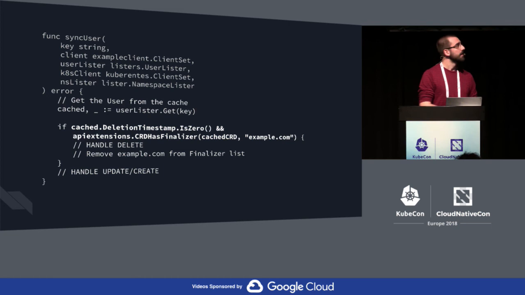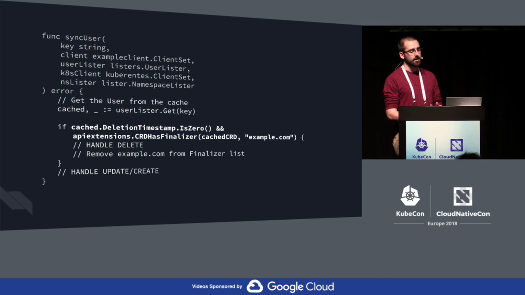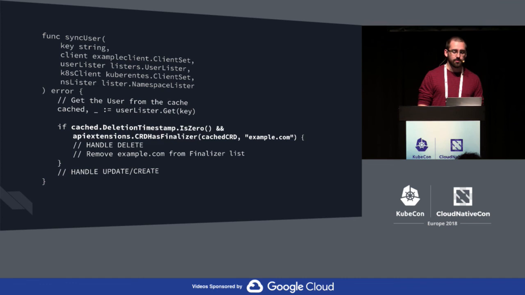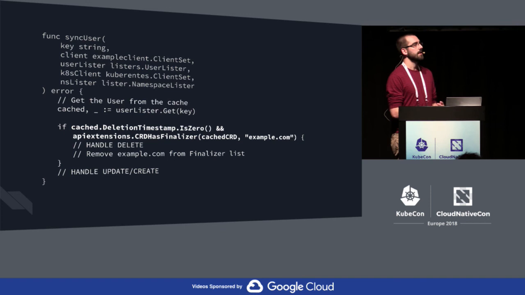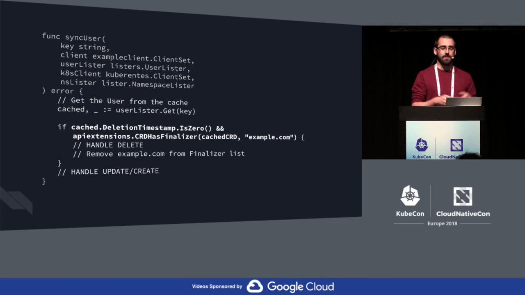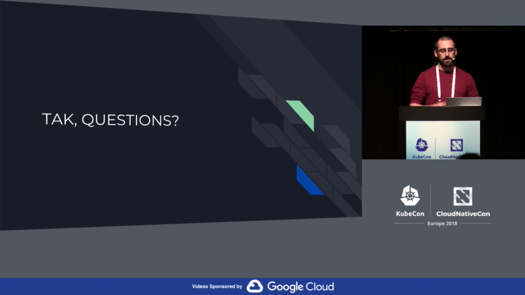What that work is depends on your business's needs. I don't have any code here for it, but at the end, you need to remove example.com, or whatever your finalizer's name is, from the list of finalizers, and then return. If neither of these are true, that means you have nothing to do, and you just continue on with the happy path of actually creating and updating the resource. Actually doing the work. So thank you. This is actually all that we have.